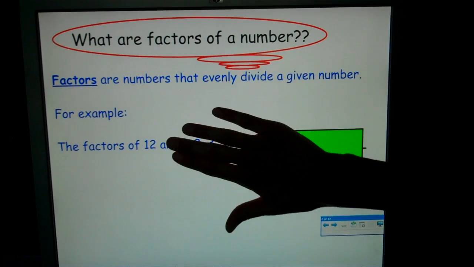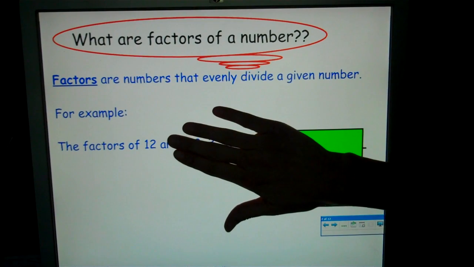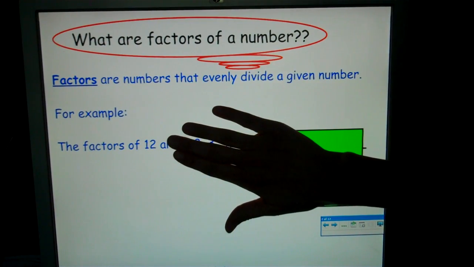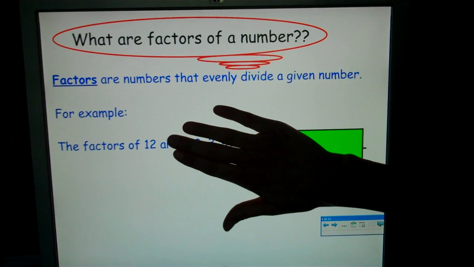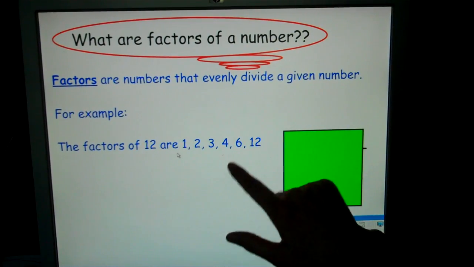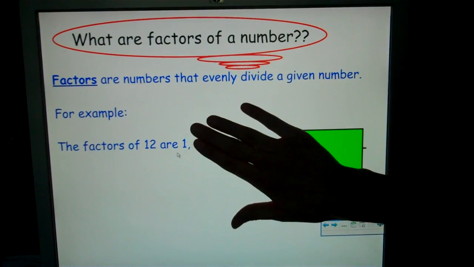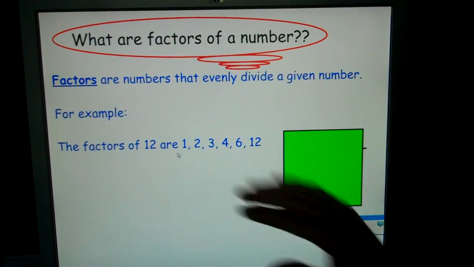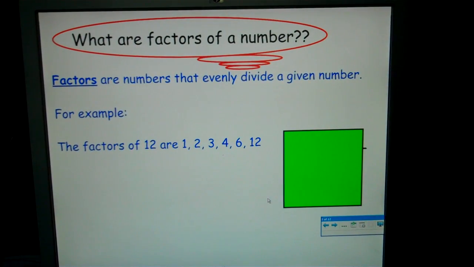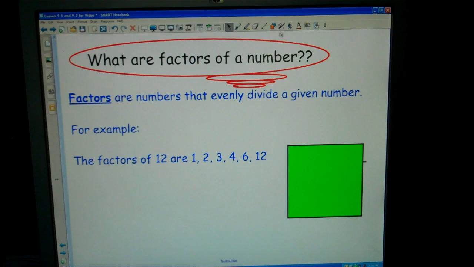So the factors of 12. Well, without looking at this, what are numbers that go into 12 evenly? Okay, I'm hoping you're saying 2. I'm hoping you're saying 3 and 4 and maybe 6 and I said 2. Oh, and then what about 1? Does 1 go into 12 evenly? Yeah, how many times does it go in? It goes in 12. And there's a couple different ways you can do this.